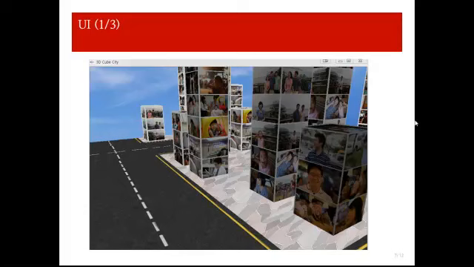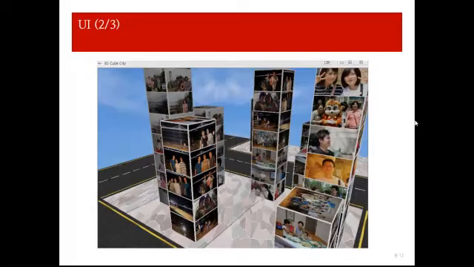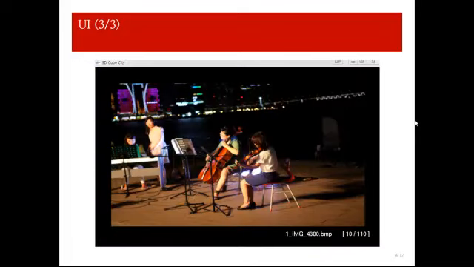This is my final program UI. You can see the rows of buildings with photos on them. And this picture shows you the zoom in mode of the program. The user can press P to change between 3D Cube City mode and zoom in mode. It gives users easy and fast photo browsing.